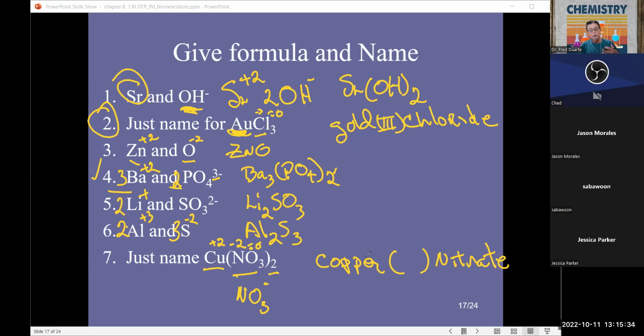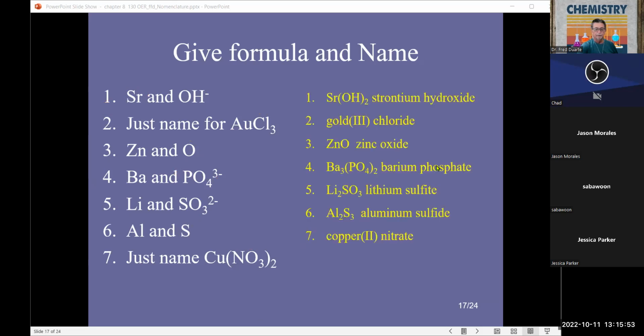Nitrogen trioxide would be a covalent compound, right? And then we just calculated what the oxidation number is for copper. It is a +2, so we use Roman numeral 2. So that is copper(II) nitrate. But let me get the other drawing here, and that way you can see it better than my hand drawing.